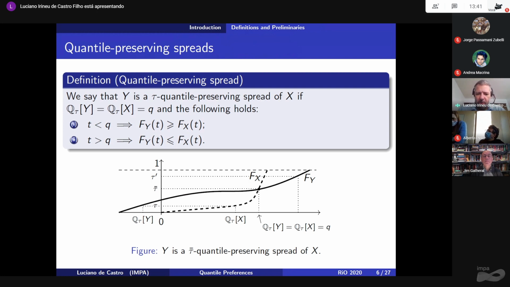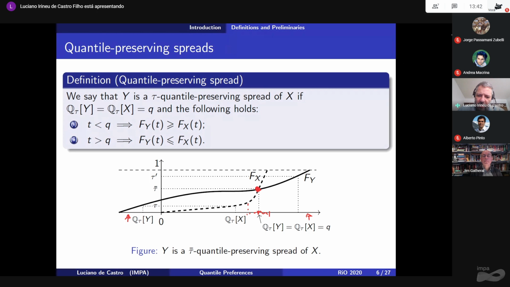The quantile preserving spread. If you have two variables here, x is a variable that's more concentrated around this point, as you can see, right? So there's more probability here. It's very concentrated around more or less these values. And y is a stretch of x, right? So there is some probability that it has a low value and also some probability that it has a high value. The interesting point about these two random variables is that they have the same quantile tau bar.